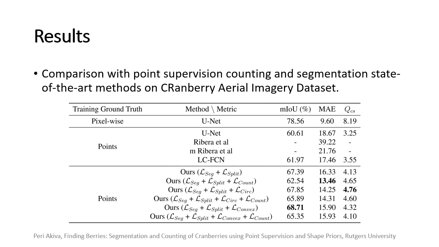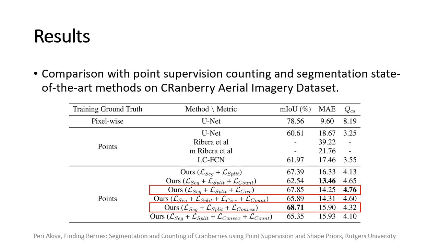The quantitative results show how our method does compared to other state-of-the-art point supervision counting and segmentation methods. We can see that circularity loss function provides the best balanced performance, expressed as Q sub CS, which is the ratio between counting and segmentation performances, while convexity loss provides the best segmentation results. For counting, we found that state-of-the-art methods have difficulties with our Cranberry dataset and do not perform as well. We also examined the contribution of a dedicated count loss for ablation study, which can also be found in the paper.